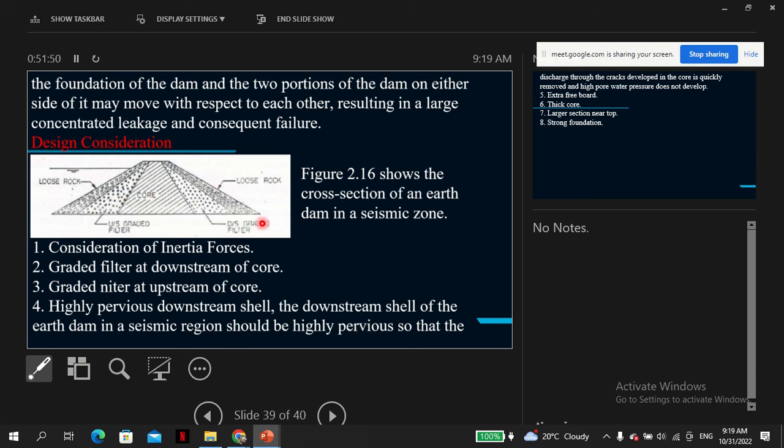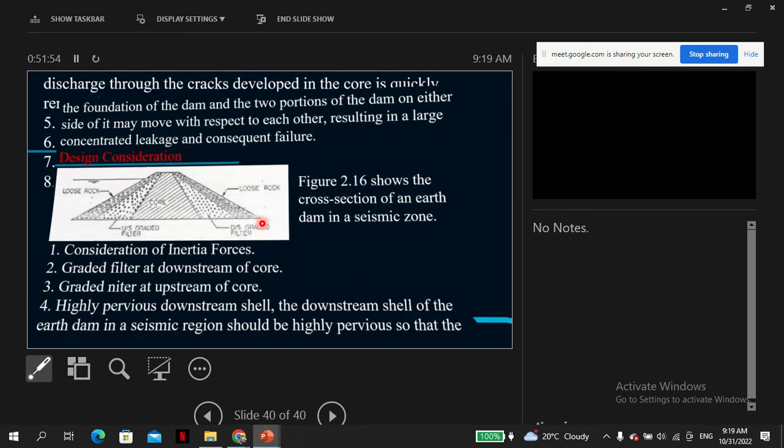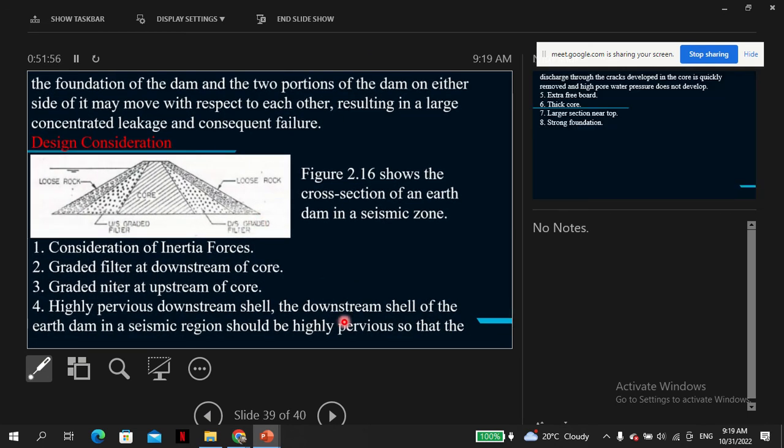Now I need to see how you think. Why do you think that the material downstream should be pervious for an earthquake active zone? Anyone?